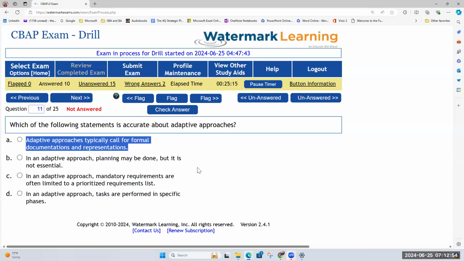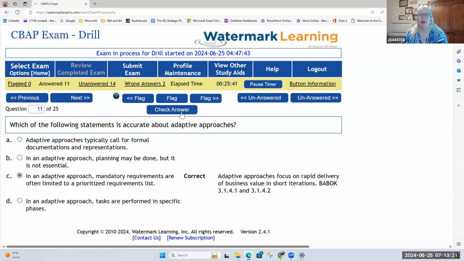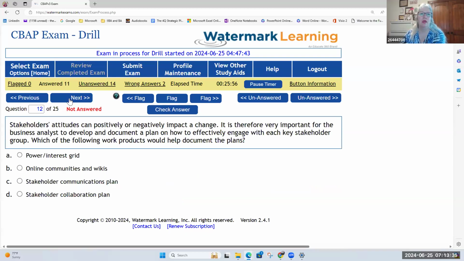I've got C, because you've got a prioritized requirements list and you would go through your prioritization backlog. That makes sense. Do I have a second vote? Okay, I've got 2 C's. Let's go. And that is correct. Adaptive approaches focus on rapid delivery of business value in short iterations, and the mandatory requirements in an adaptive approach, the prioritized requirements list, is all about adaptive agile.